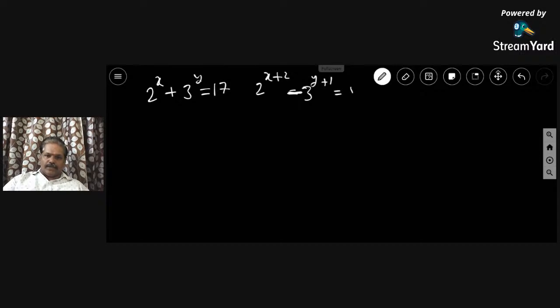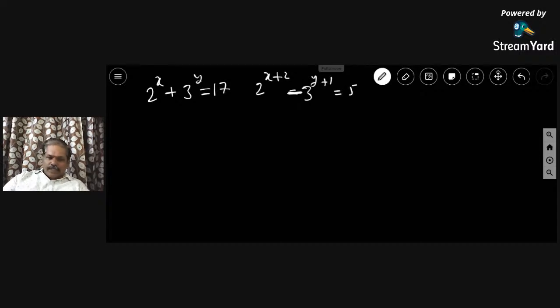Next, solving a pair of linear equations. Moving to the optional exercise. There is a sum: 2 to the power of x plus 3 to the power of y is equal to 17. And one more is 2 to the power of x plus 2 minus 3 to the power of y plus 1 equal to 5.